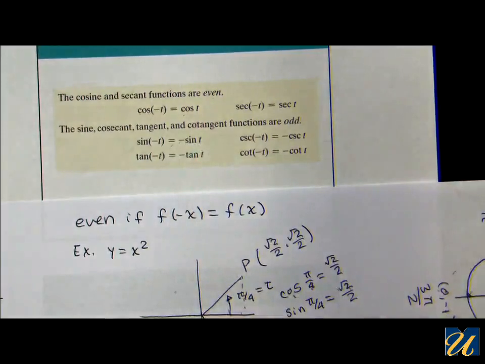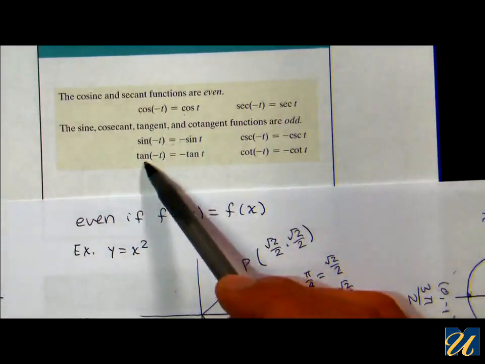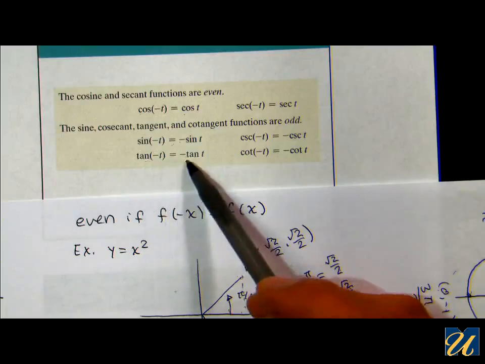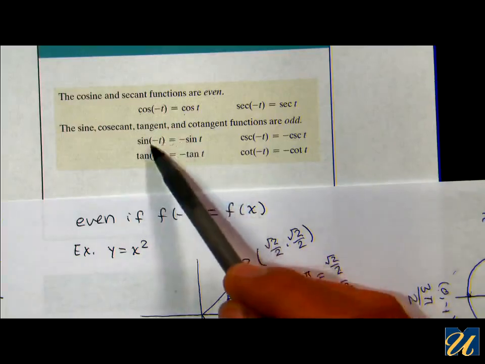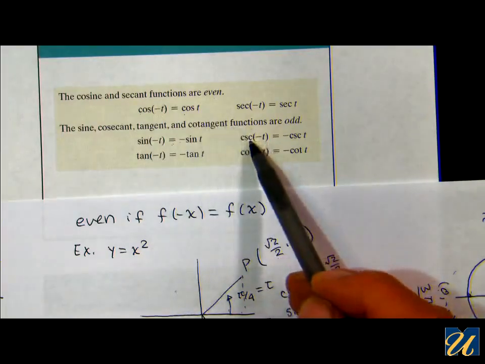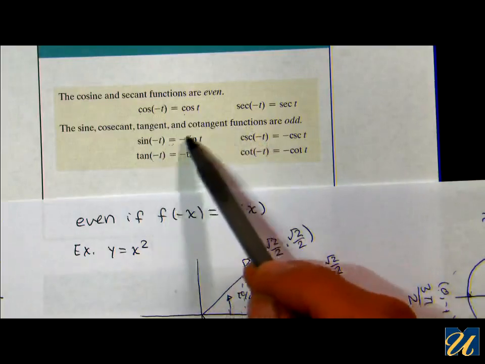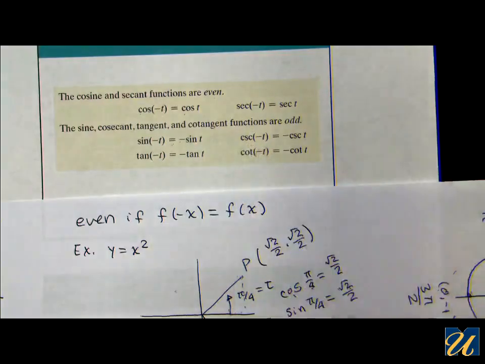So they're odd. Well, if the sine is odd and the cosine is even, then the tangent, which is sine divided by cosine, or y divided by x, is odd divided by even, which also works out to be odd. If the sine is odd, its reciprocal function is odd. And if the tangent's odd, its reciprocal function is also odd. So that's why that works out like that.